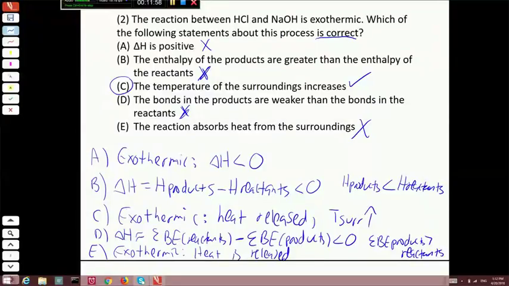All right, so any questions on this concept or this question in particular? Yeah? Can you explain D again?